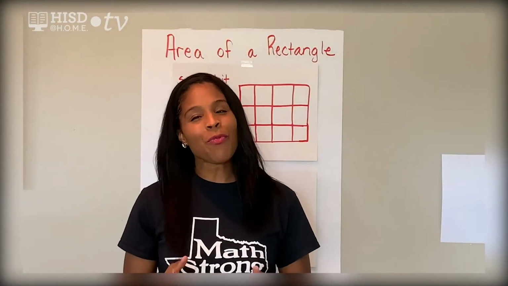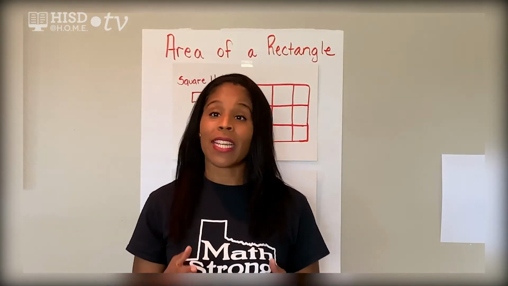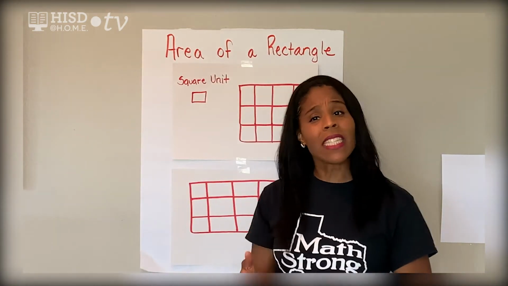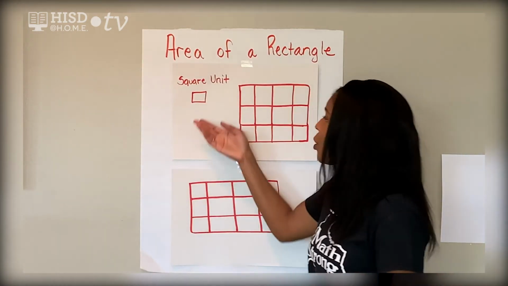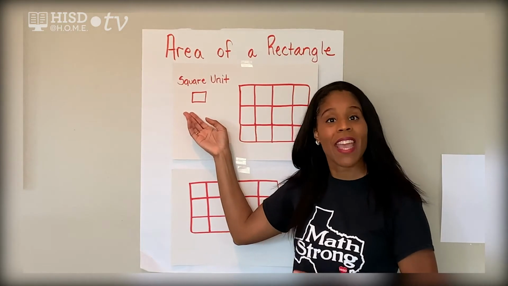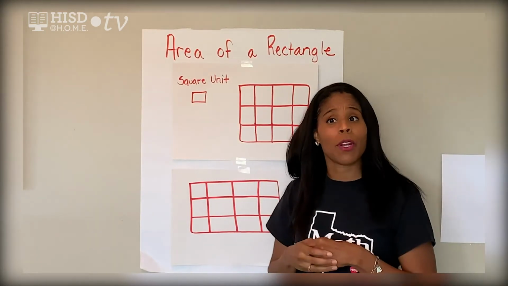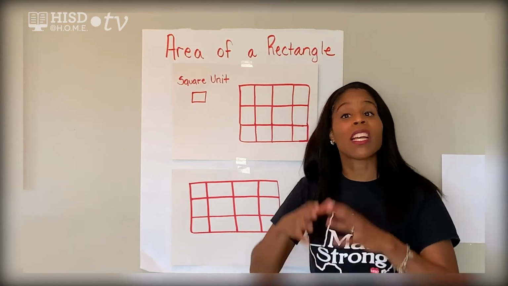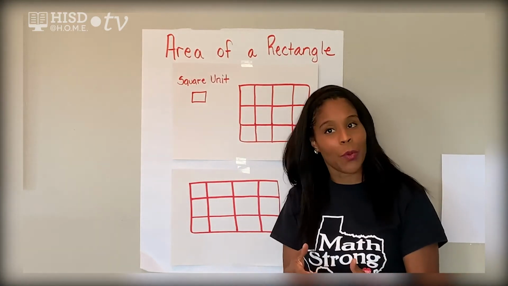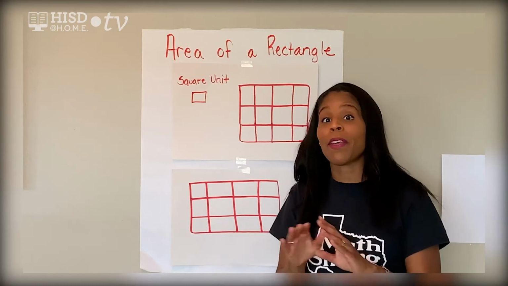All right, so let's review some things before we dive into today's lesson. First, we want to identify the square units that we're going to use today to find the area. And here's our square unit that we're going to use. Then next, we want to use the square units to cover the entire rectangle. Remember, there's no overlapping and there's no gaps.